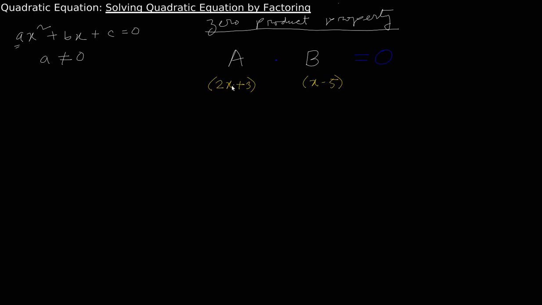So if the product of two mathematical expressions is 0, then I can say that A equal to 0 or B equal to 0. In this case, A is 2x plus 3 equal to 0, or B, which means x minus 5 equal to 0. So this is, in a nutshell, the zero product property.